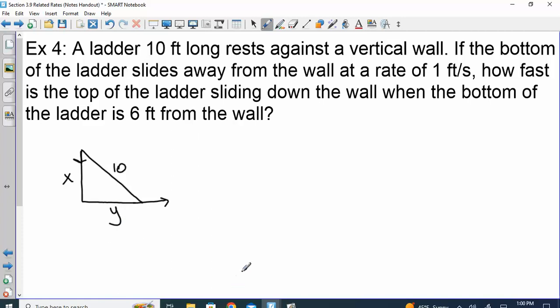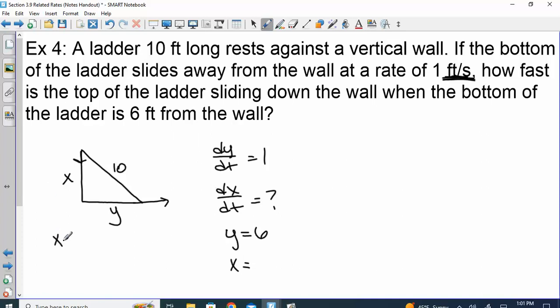Yes, they're the same. So the bottom is sliding away from the wall at a rate of 1 foot per second. If I look at those units, feet per second, that's a rate. So this is a derivative. It's a derivative of what? dy/dt. Okay, what am I looking for? When the bottom of the ladder is 6 feet from the wall, what's that represent? Can we go ahead and find x even though it wasn't given?